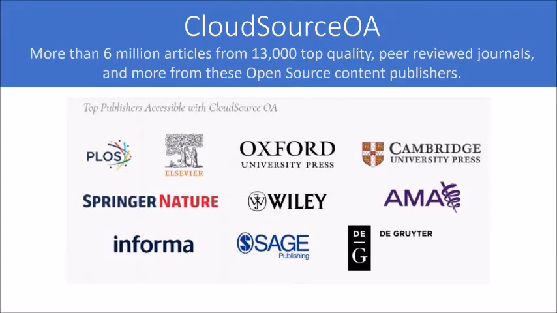CloudSourceOA is a new feature of the library catalogue where you can search more than 6 million articles from 13,000 top quality peer-reviewed journals and more from these open source content publishers. There will also be ebooks and e-textbooks as we add more content from these and other suppliers. Eventually, we hope to have at least 13 million articles, and articles and ebooks will cover topics from a wide range of subjects within both the sciences and the humanities.